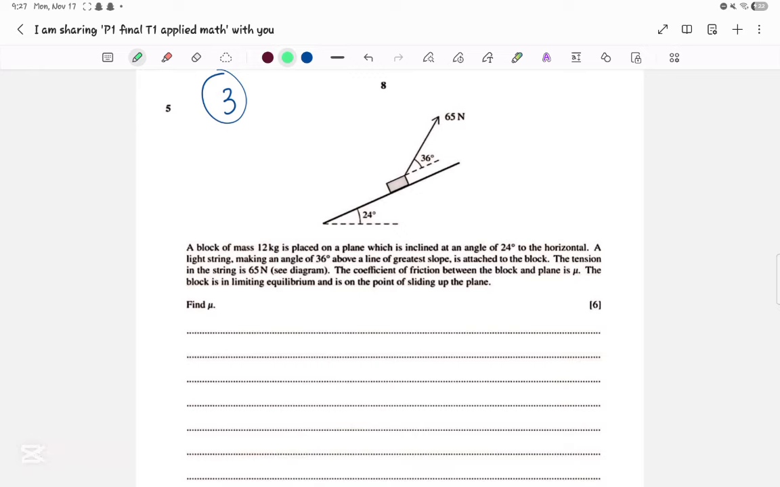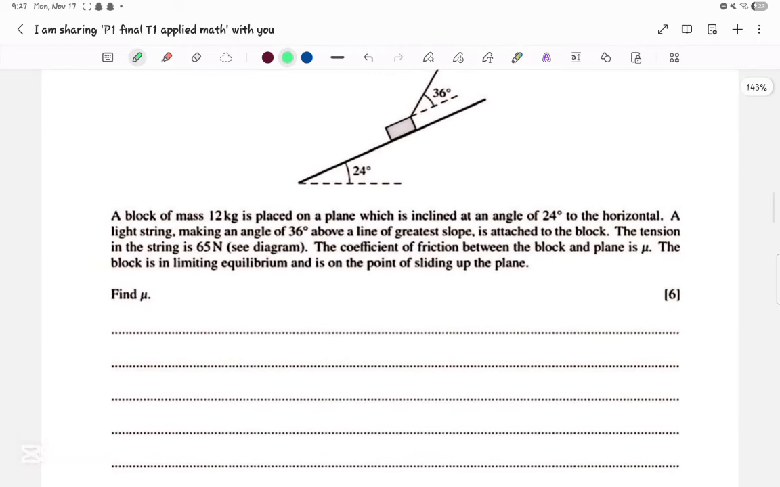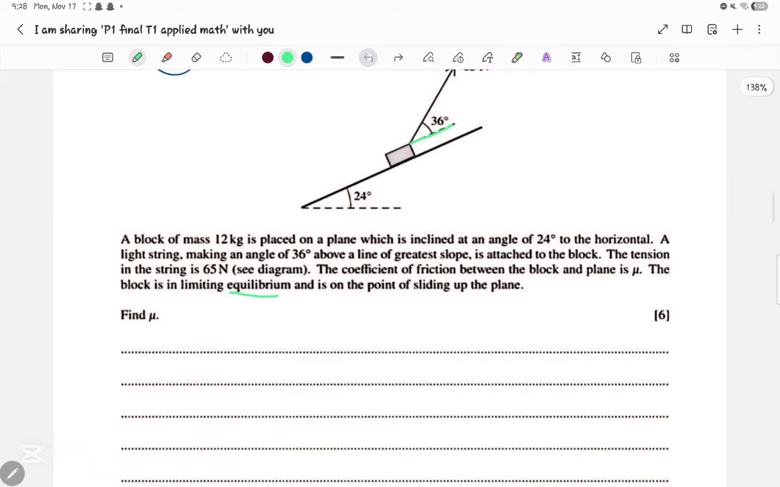What does it say in question number 3? A block of mass 12 kg is placed on a plane which is inclined at an angle of 24 degrees to the horizontal. A light string making an angle of 36 degrees above a line of greatest slope is attached to the block. The tension in the string is 65 Newton. And then they told us that the coefficient of friction between the block and the plane is mu. Okay, the block is in limiting equilibrium and is on the point of sliding up the plane. Okay, due to the friction.